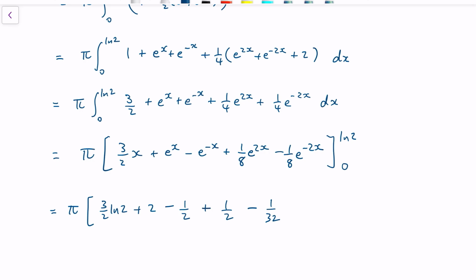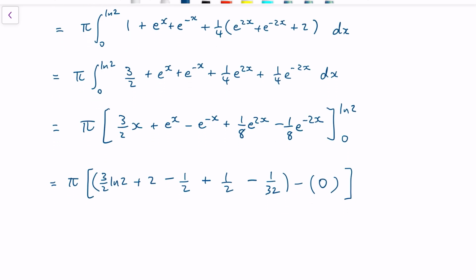And that's when we sub in ln2. Be careful with the 0 one. When we sub in the lower limit of 0, the first term disappears, but e to the 0 is 1. So we've got 1 minus 1, that cancels, and we've got an eighth times e to the 0, so an eighth minus an eighth. Okay, so everything goes to 0, that's cool. It doesn't always happen that way.